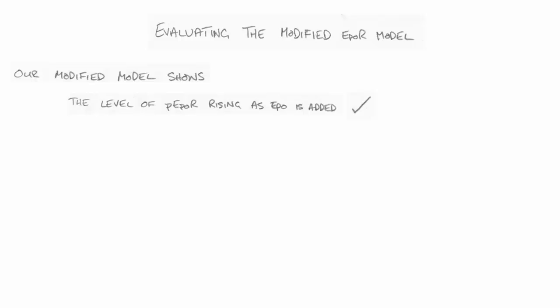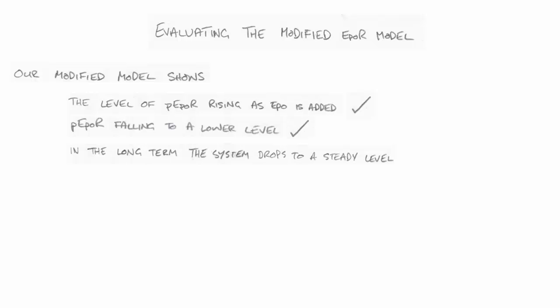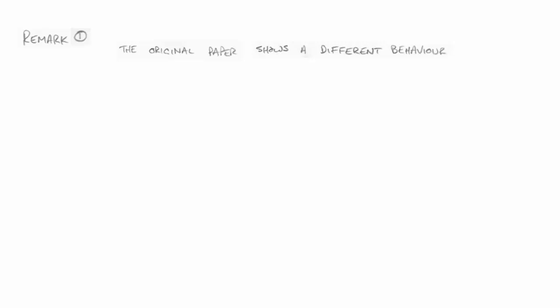So just some tasks. Try and vary the values of k3 and k4 as you did with k1 and k2, and describe how they change the behaviour. Yes. After it's risen, the level of phosphorylated receptors falls to a lower level. Yes. And in the long term, the system drops to a steady level. Yes. So our modified model can now be made, through choice of K1, K2, K3 and K4, to agree with the data within the experimental errors. So you might say that's a success.